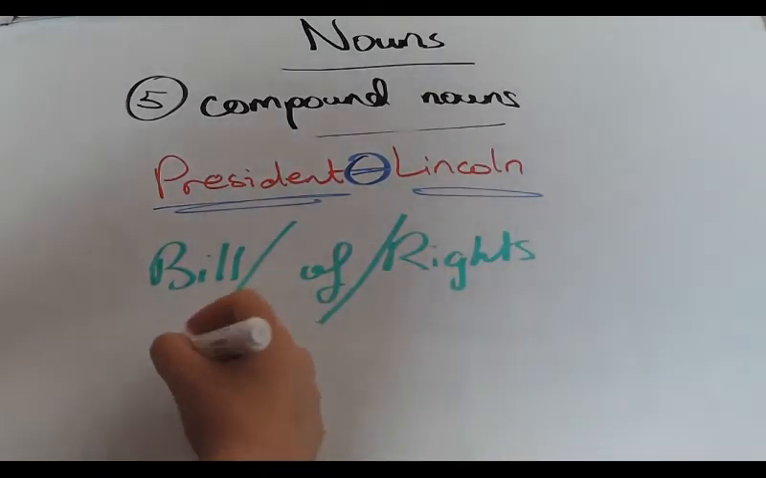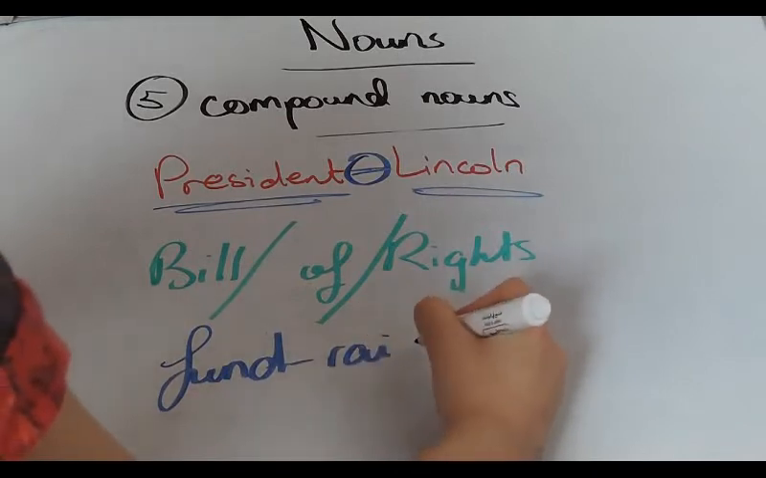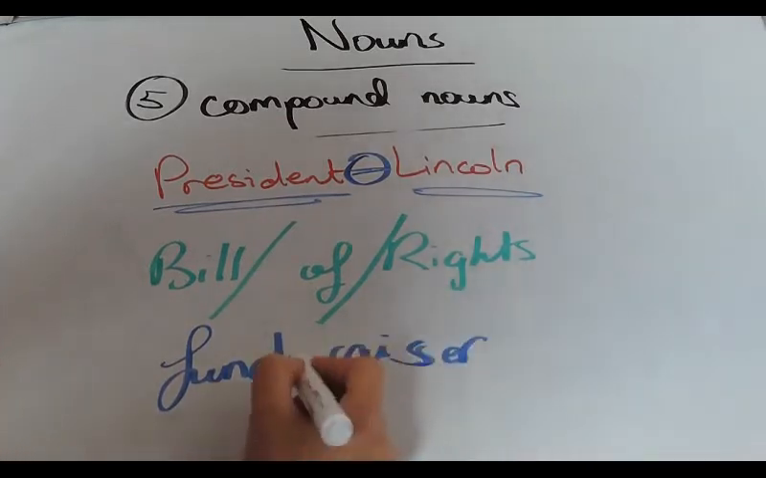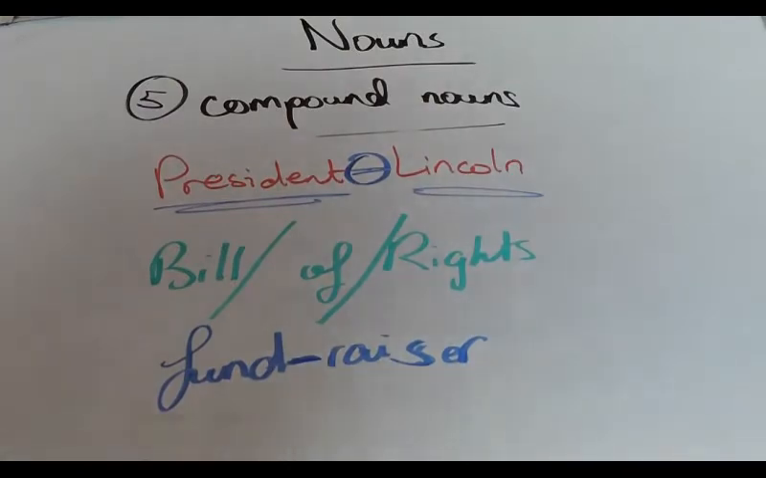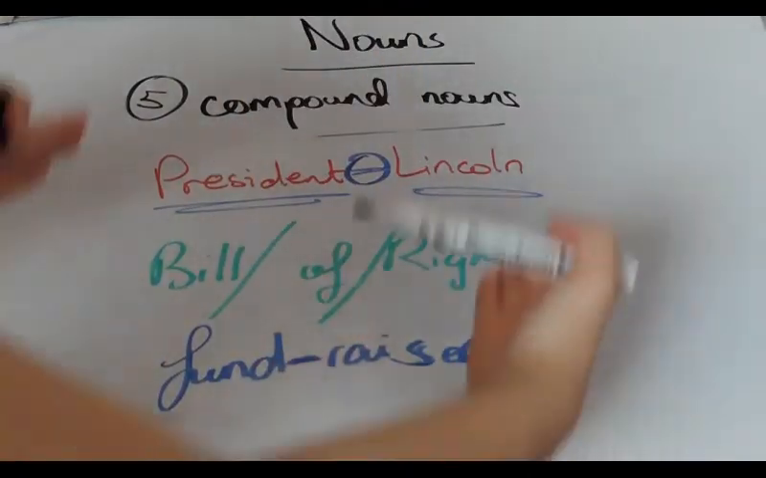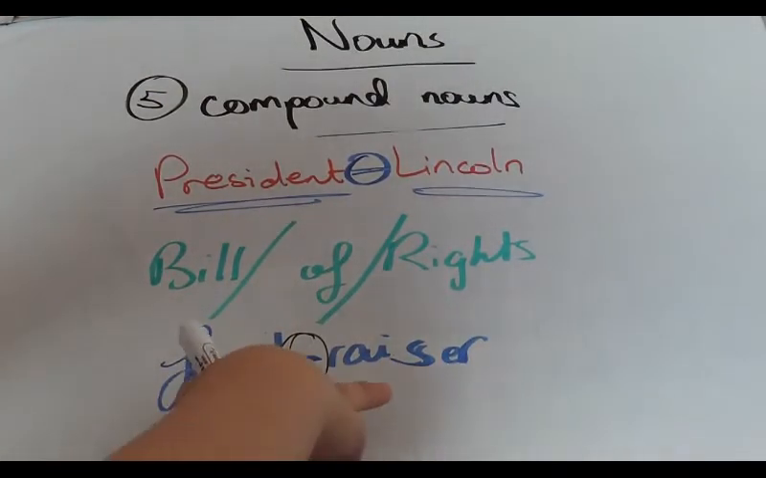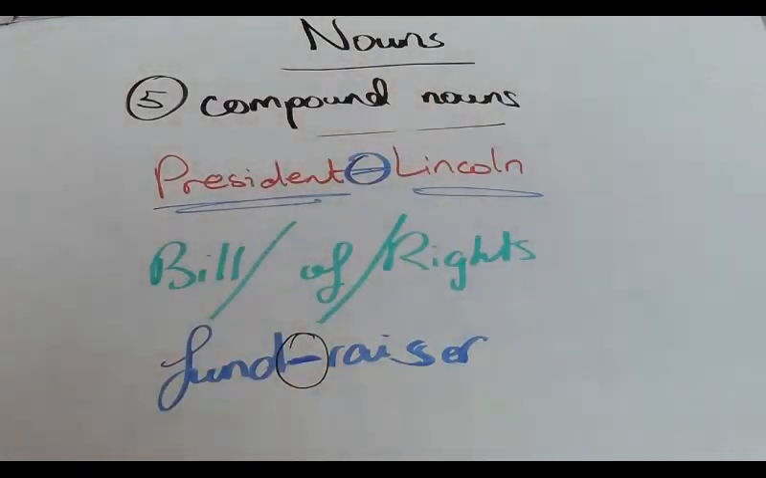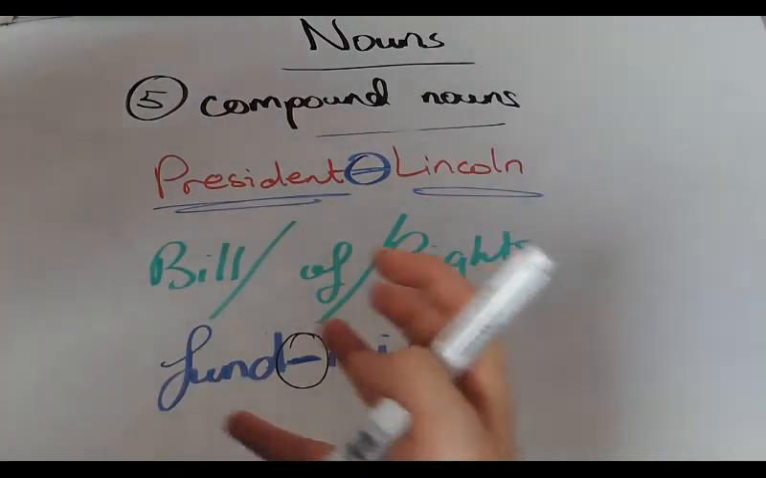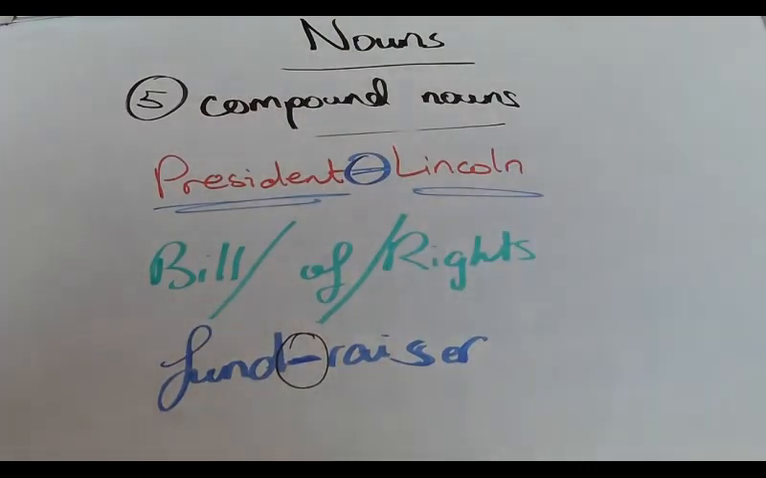Let's take the example of fundraiser. So fundraiser here is a word which is a compound noun with a hyphen in the middle. A hyphen that separates between those two words, but they are also considered as compound nouns. So this is what we're saying here, that compound nouns are nouns that consist of two or more words that come together and name a person, a place, a thing, or an idea. So this is the thing about compound nouns.